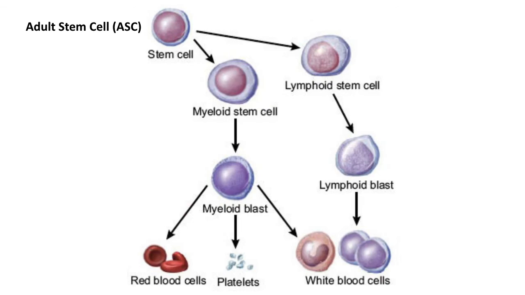Then the adult stem cell is the other sort of common type of stem cell, and these are found in all the regenerating tissues within your body. So for example, the epithelial cells that are sort of in constant turnover, or your blood cells, which are constantly being produced. Now, like we said before, there is an asymmetric division.